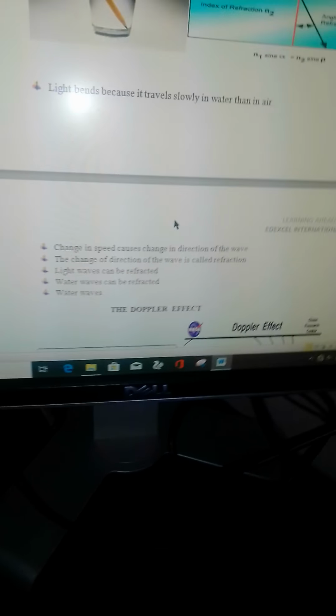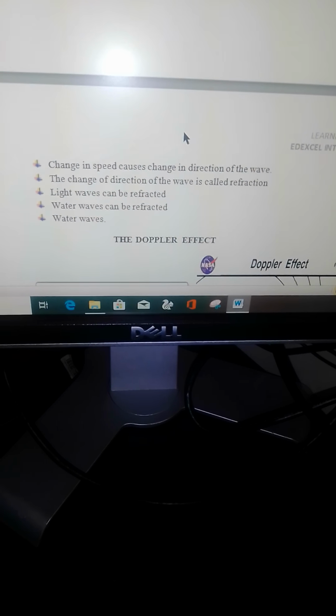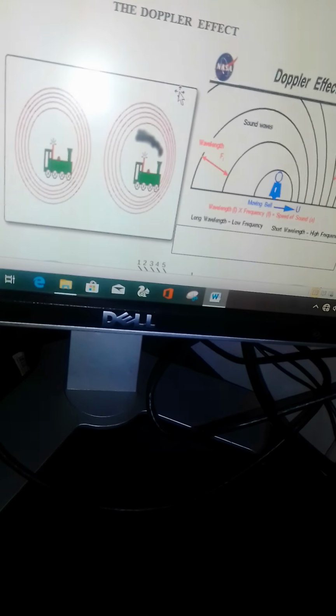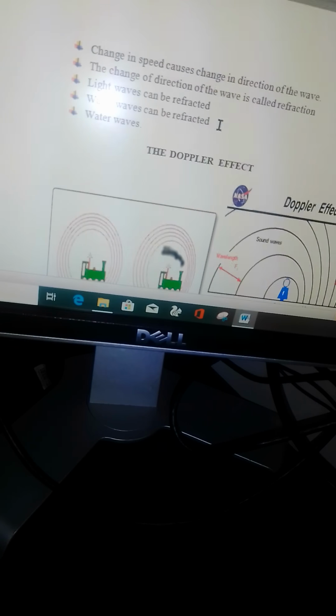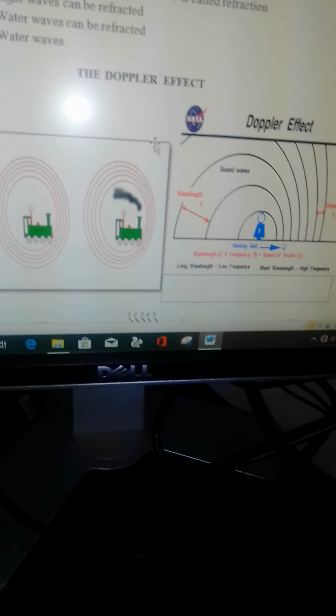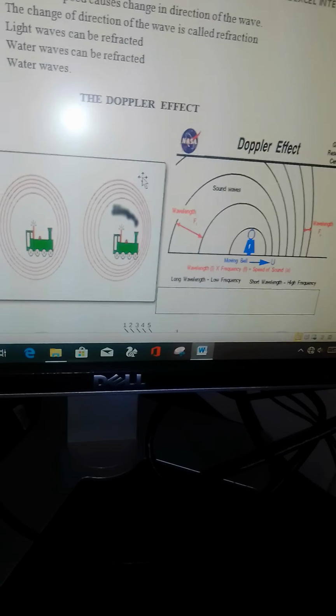So sometimes we can say that the change in speed of a wave is the reflection of a wave. So far we have seen these properties of a wave: reflection and refraction. Next is the Doppler effect. We're going to watch a video on the Doppler effect. But first, what is the Doppler effect?